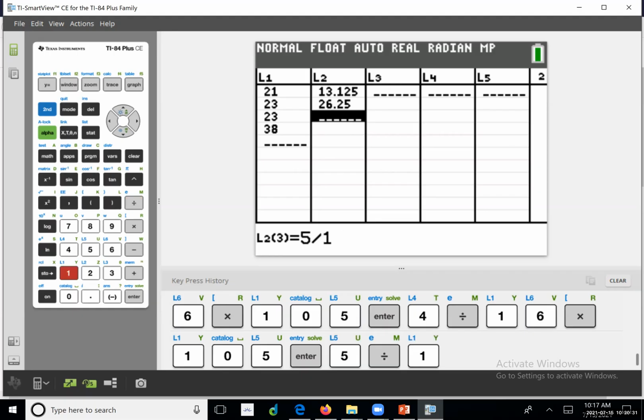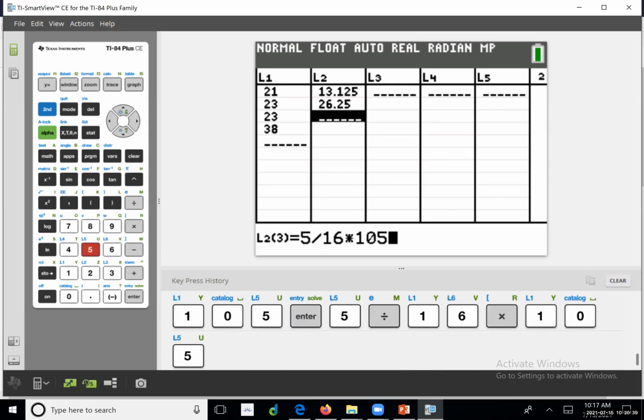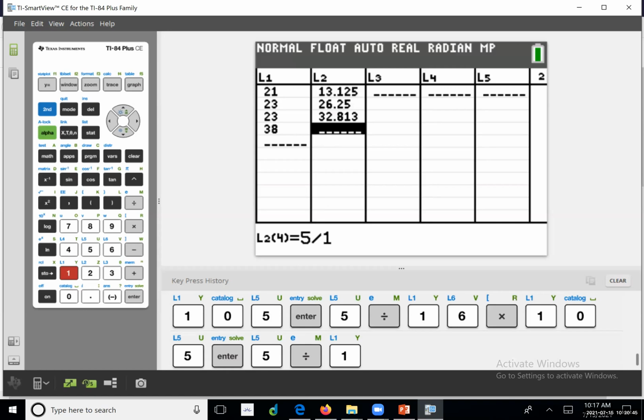Five out of 16 times 105. And then same thing for the last one: 5 out of 16 times 105.